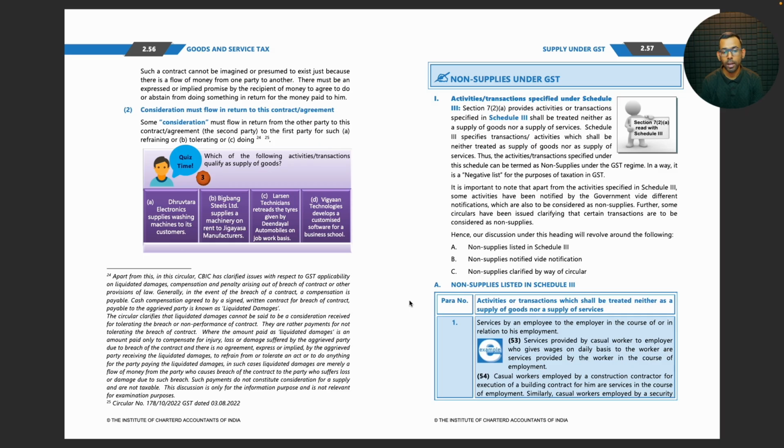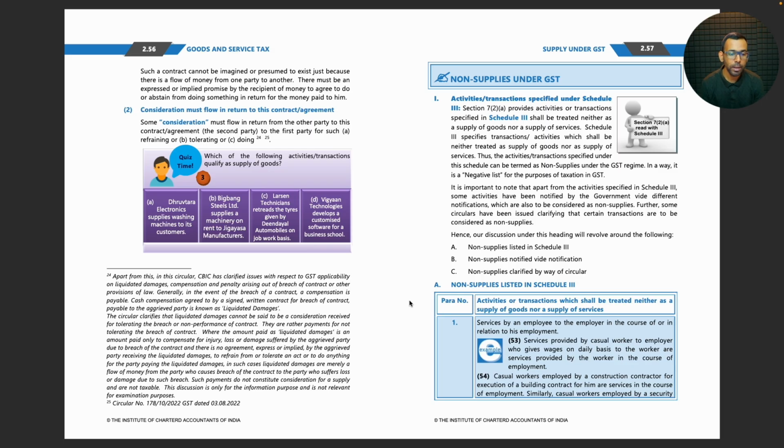Which of the following activities or transactions qualify as supply of goods? Dhruvatra Electronics supplies washing machines to its customers. Yes, that is a supply of goods. Big Bang Steels Limited supplies machinery on rent. So machinery on rent is service.